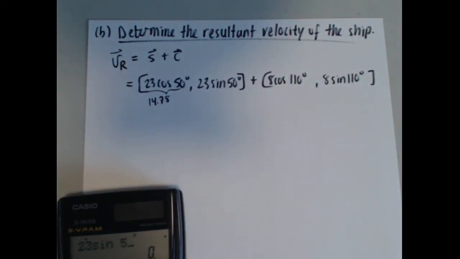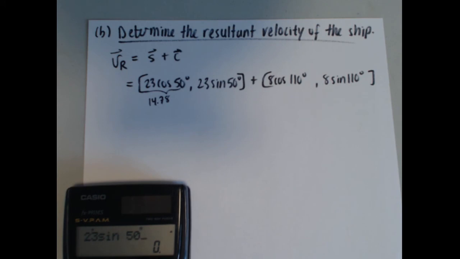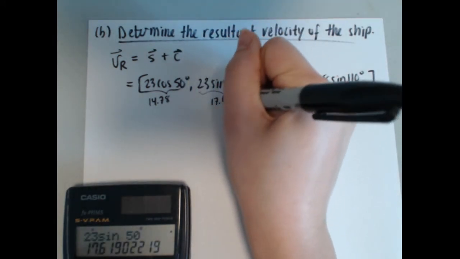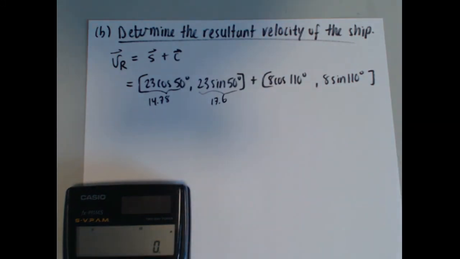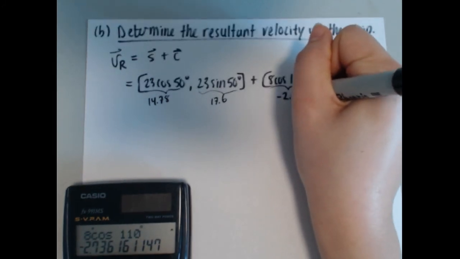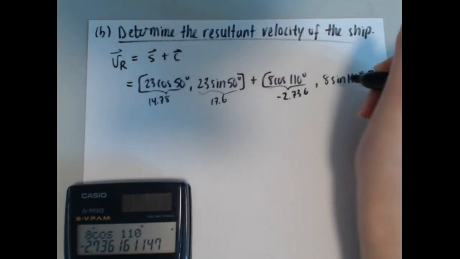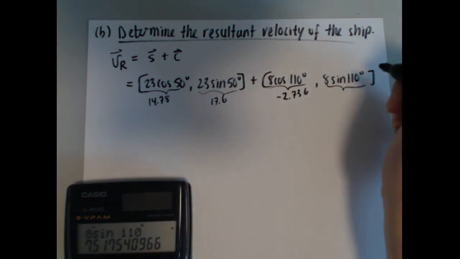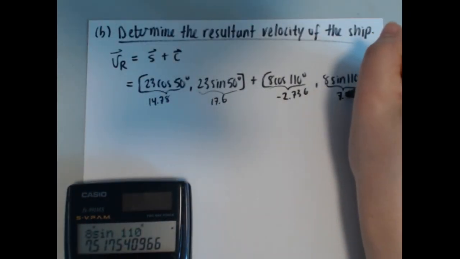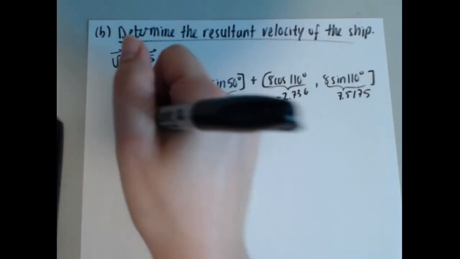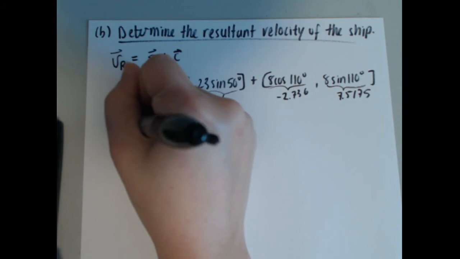23 times sine 50, so that's 17.6. 8 cosine 110, that's minus 2.736. And 8 sine 110, that's 7.5175. Okay, so let's go ahead and write this in.